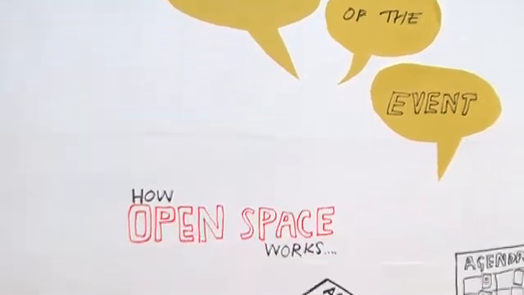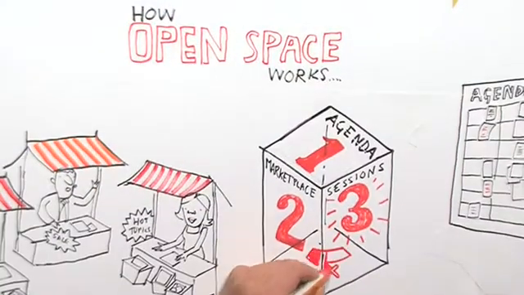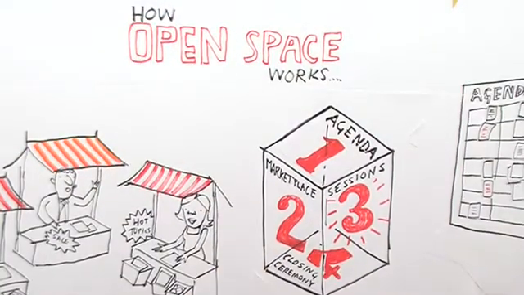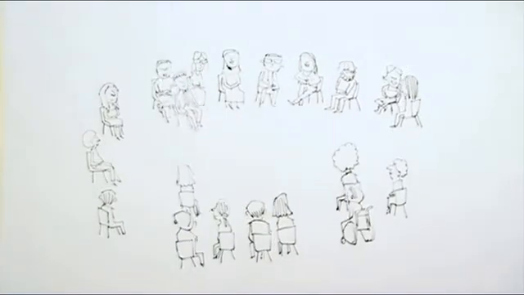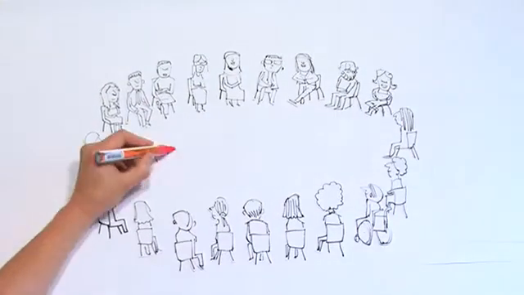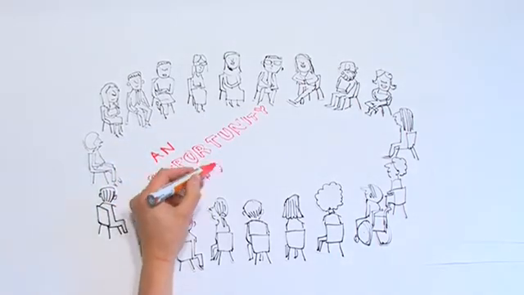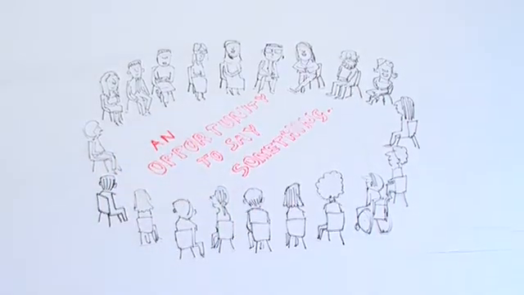The final part of OpenSpace, once all the sessions are finished, is a closing ceremony. We all come back together into a circle like this one, and it gives everyone an opportunity for 20 seconds or so to say something to the rest of the community.